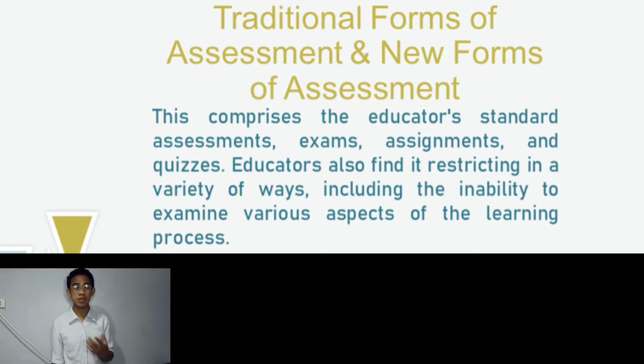However, as the name suggests, the approach is conventional. Educators find it limiting in multiple ways. It includes the inability to assess various parameters of the learning process. This need of the hour leads to the emergence of new, innovative methods. New forms of assessment include a vast range of methods that are creative and authentic in nature. They cater to the new needs of the curriculum and the educators. Examples of this advanced approach are portfolios, exhibitions, performances, etc.